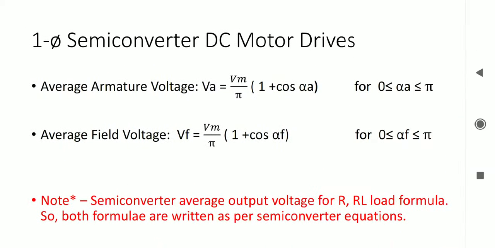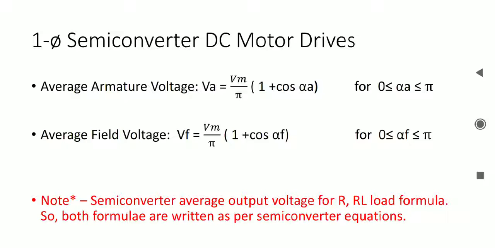Now next is the single phase DC motor drive voltages, armature voltage and field voltage. VA is equal to Vm by pi times 1 plus cos of alpha A. Similarly, the field voltage VF is equal to Vm by pi times 1 plus cos of alpha F. In both cases, alpha A and alpha F vary from 0 to pi. Note the semi-converter average output voltage formula for R and RL load. Both the formulas are written as per the semi-converter equations.